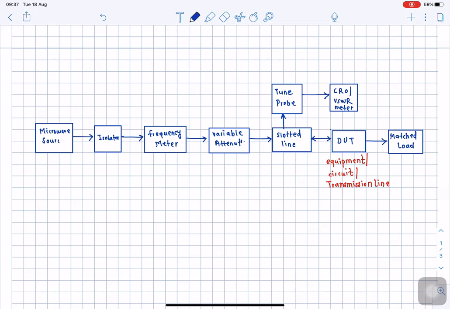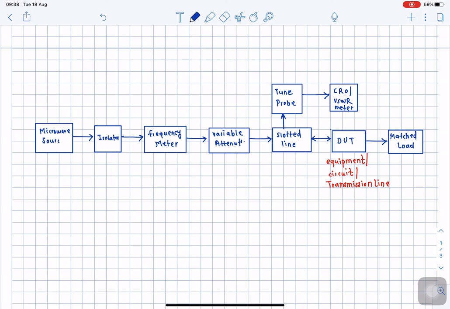So what is the procedure to measure the voltage standing wave ratio? It is measured with the help of this block diagram. First of all, we need to make certain adjustments to the variable attenuator, the frequency meter, and the microwave source. Please remember, we have not shown any modulating signal in the microwave source, but it is assumed that the microwave source is generating the microwave signal as well as the modulating signal.